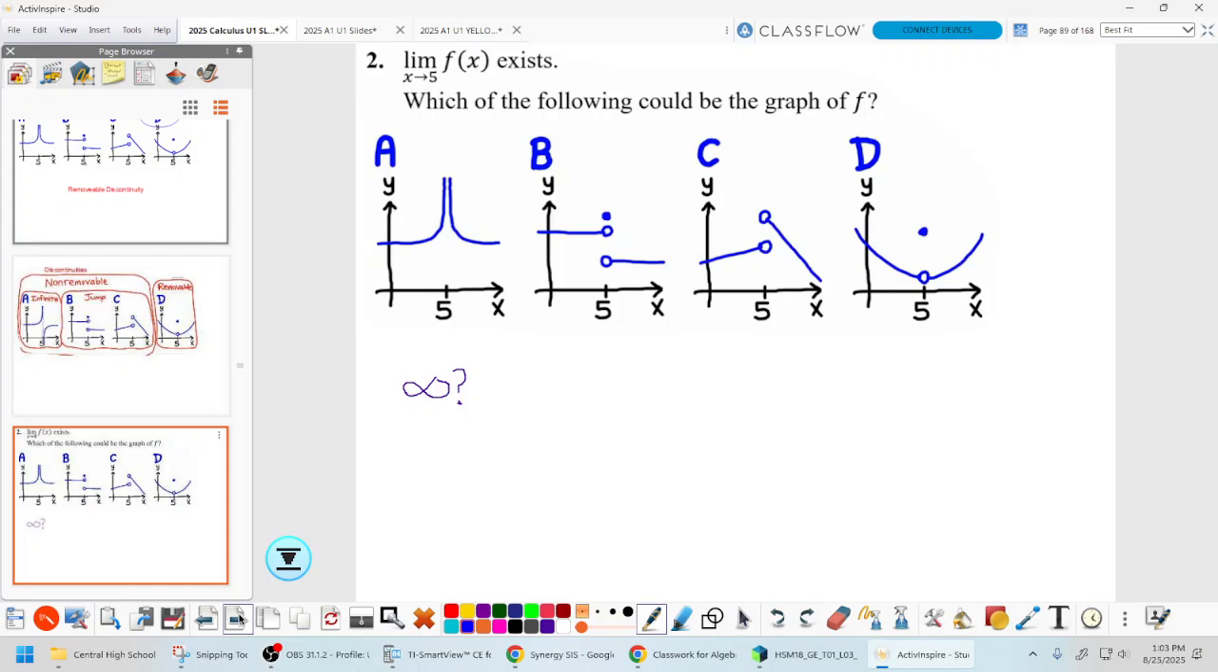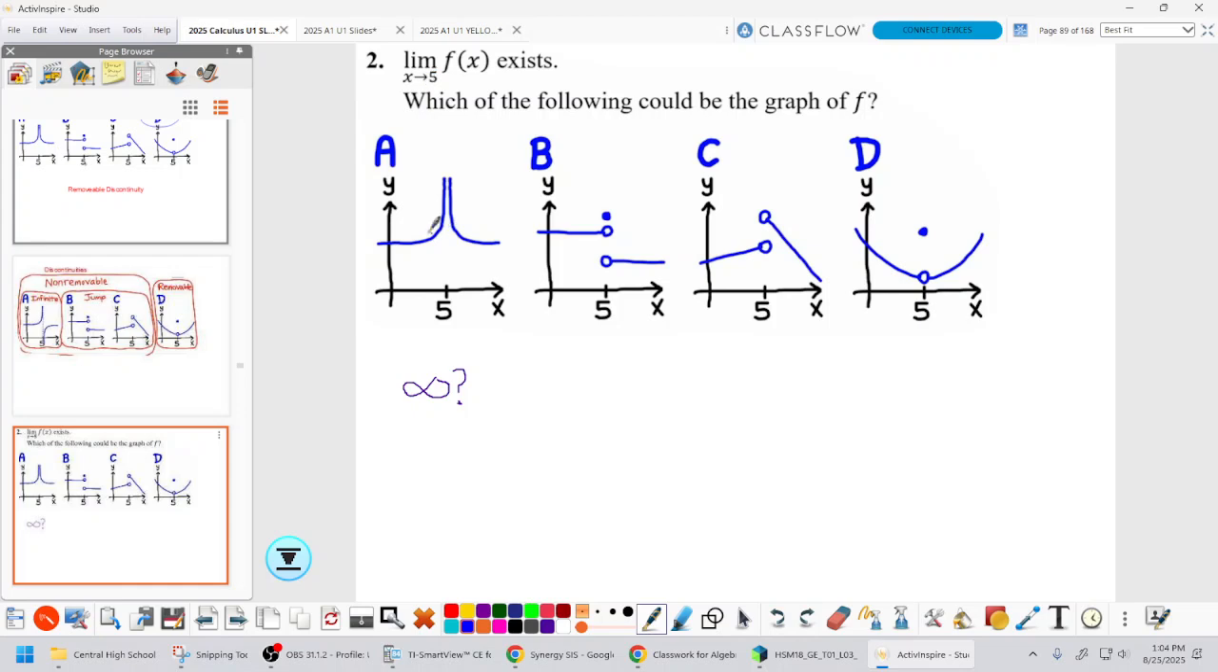All right. Limit as x approaches 5 of f exists. Which of the following could be the graph of f? So the limit exists. So we'll do the same 1, 2, 3, 4. Okay, go ahead and vote. Okay, so people are saying 4.